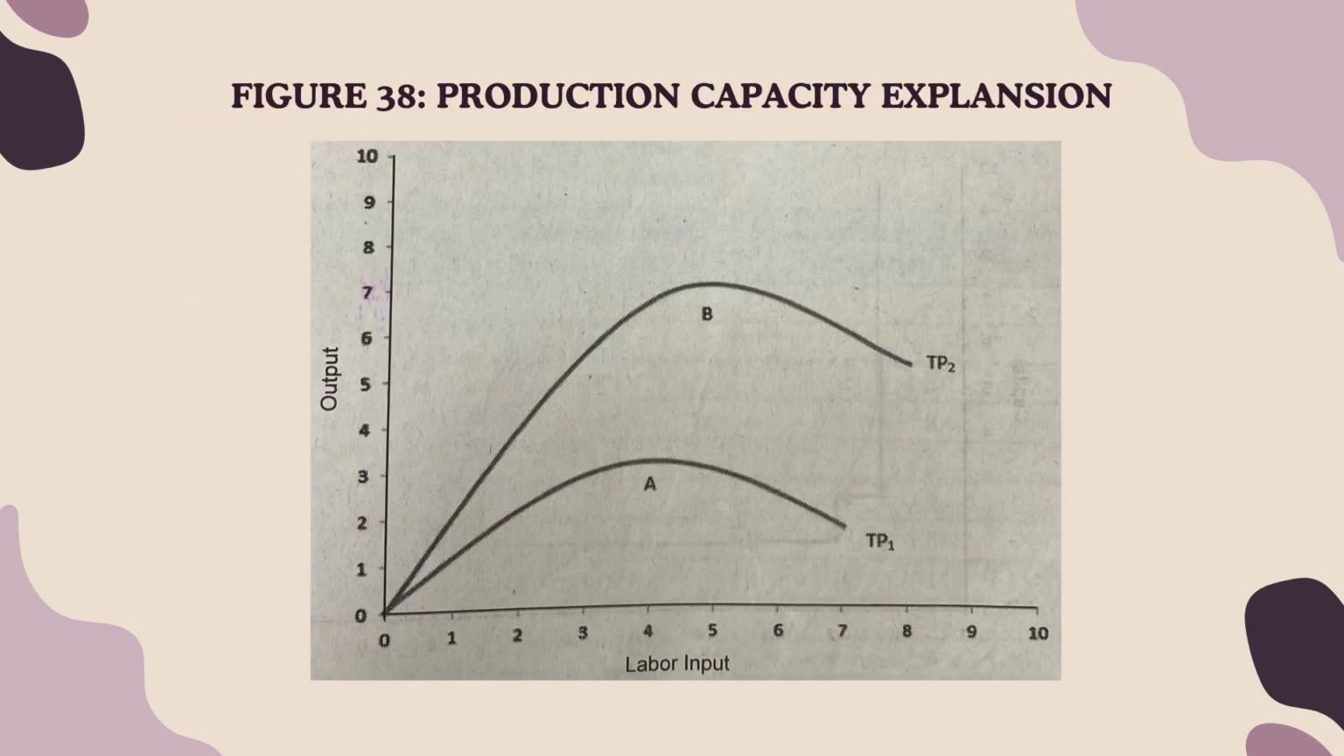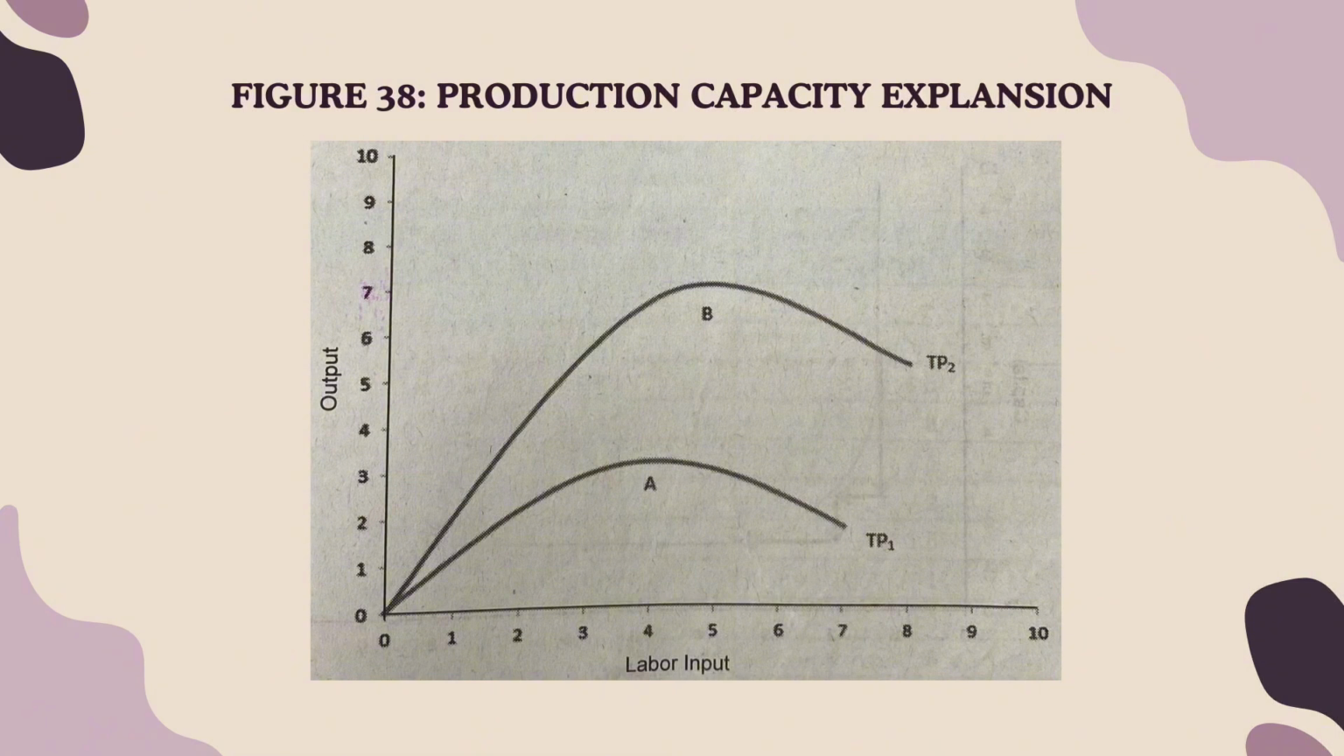So, in Figure 38, production capacity expansion, the graphs illustrate the concept of production capacity expansion. It shows two total product TP curves, TP1 and TP2, representing different levels of production capacity.